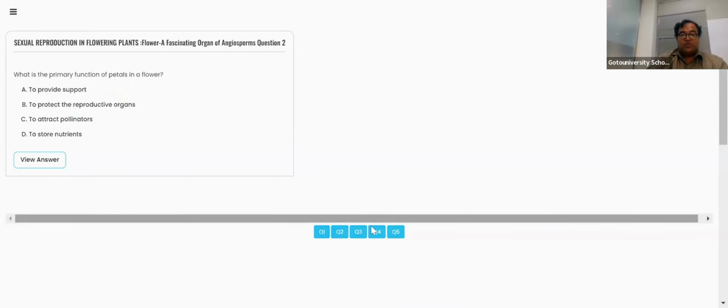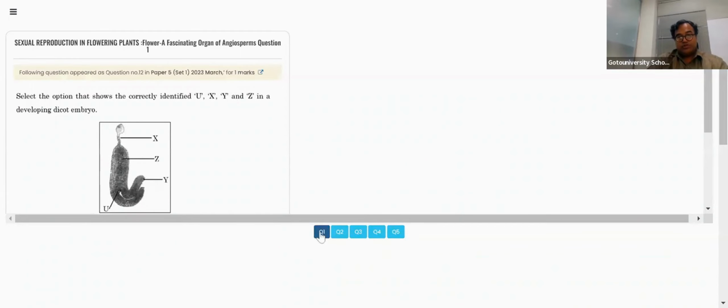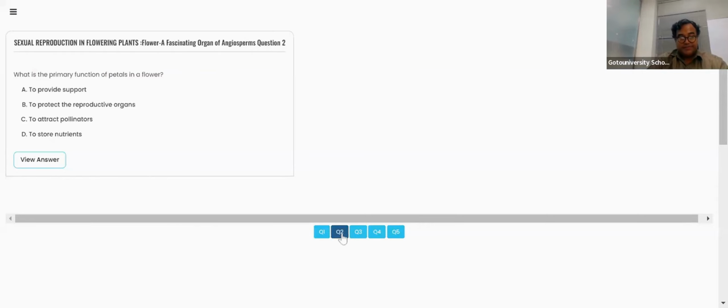Now we are going for the next question. The first question we discussed is the board question from March 2023, whereas this question is taken from the CBSE textbook, and this question is from an NCERT example. Which part of the flower typically produces pollen? Stamen. Stamen is the correct answer, right?